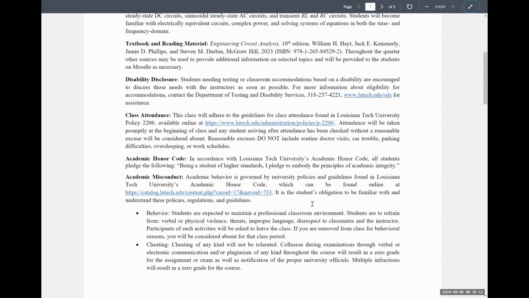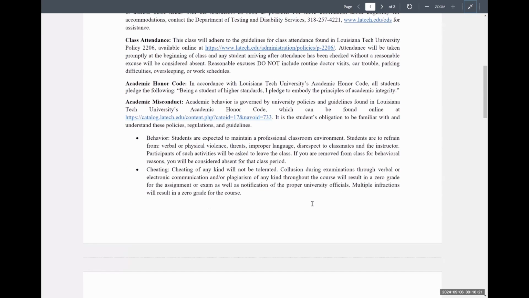Honor code, boilerplate stuff. Being a student of higher standards, you pledge to embody the principles of academic integrity. Then we get this little section about academic misconduct, which is all defined in the university catalog. Effectively, there's a section on behavior with an official policy. My unofficial policy is if you're less of a jerk than I am, then we're going to get along great. Don't be rude or disruptive to your fellow classmates, all that kind of good stuff.